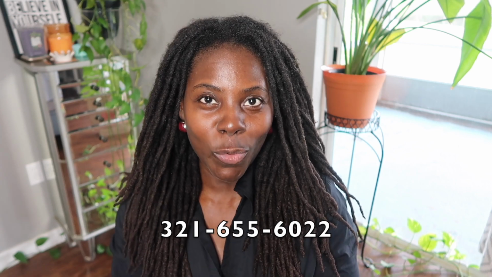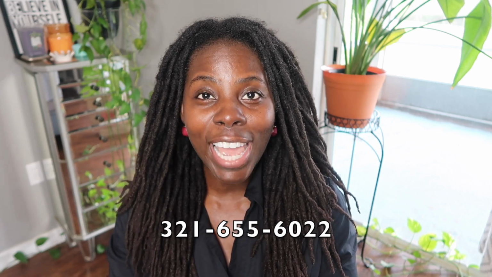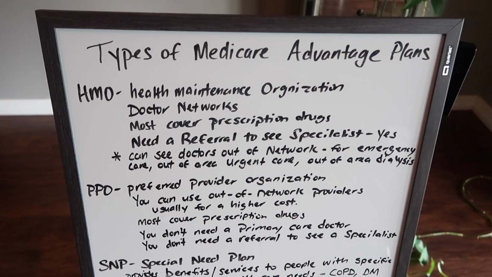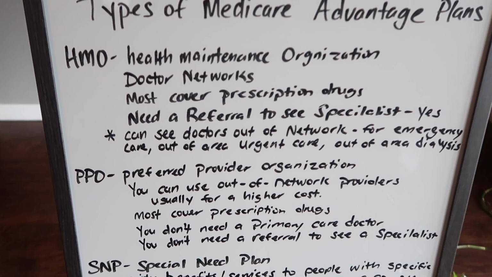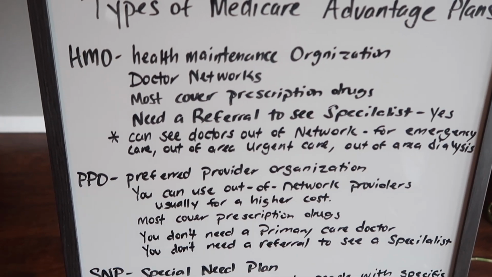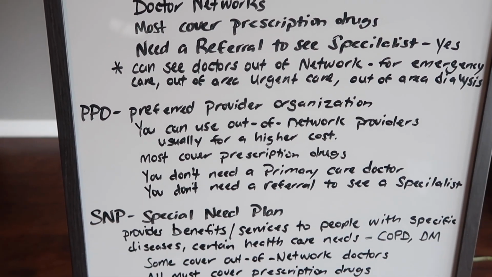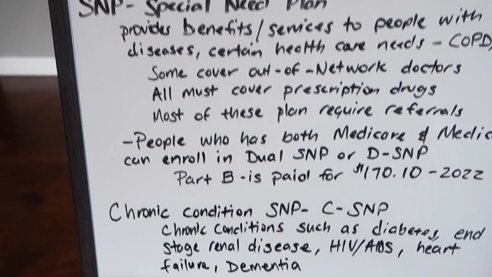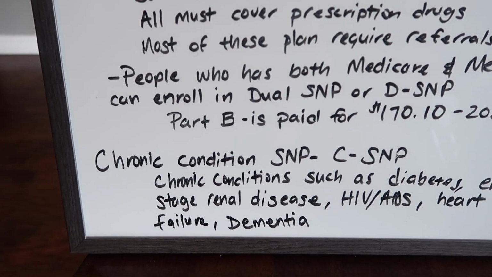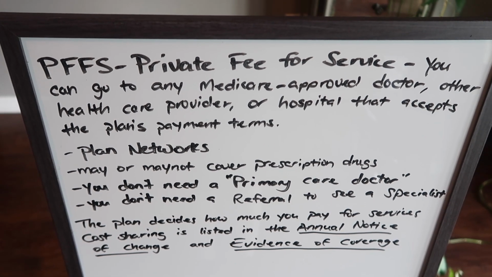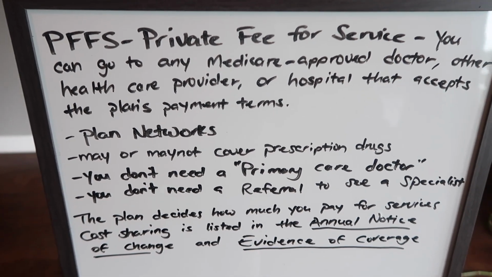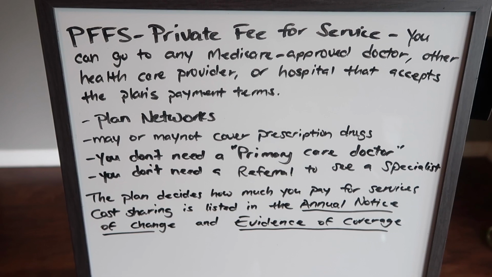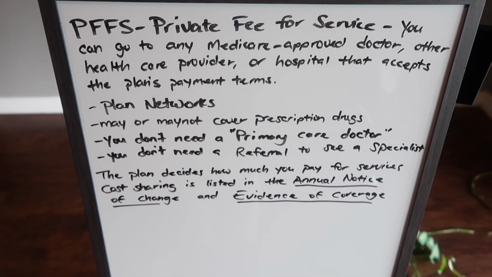So in this video, we're going to talk about the 5 different types of Medicare Advantage plans. So we're going to go over HMO plans, PPO plans, special needs plans, chronic condition plans, last but not least, private fee for service plans. So if you want to know, keep watching this video.